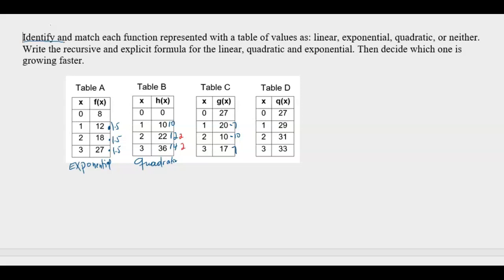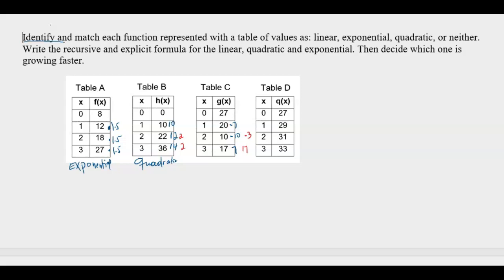We use a different color here. From negative 7 to negative 10, we subtract 3. Negative 7 minus 3 is negative 10. From negative 10 to 7, we add 17. Negative 10 plus 17 equals 7. So it's not quadratic either.